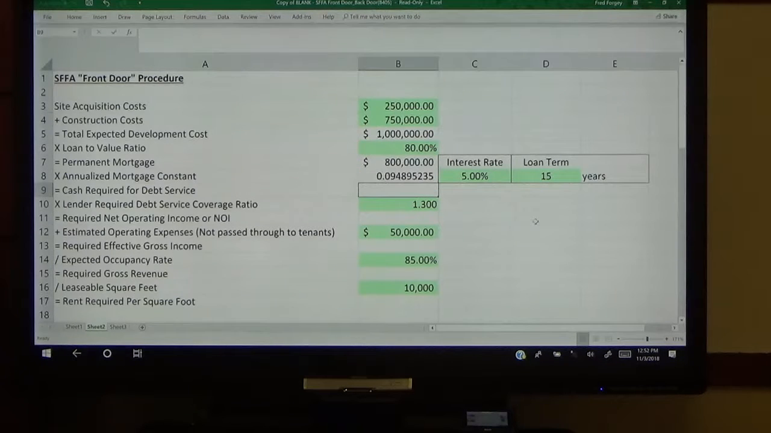Now it's just a matter of multiplying those two numbers together. So take your permanent mortgage, 800,000, times the annualized mortgage constant, and that should populate cell B9. Okay, 75,916.19, matches up.